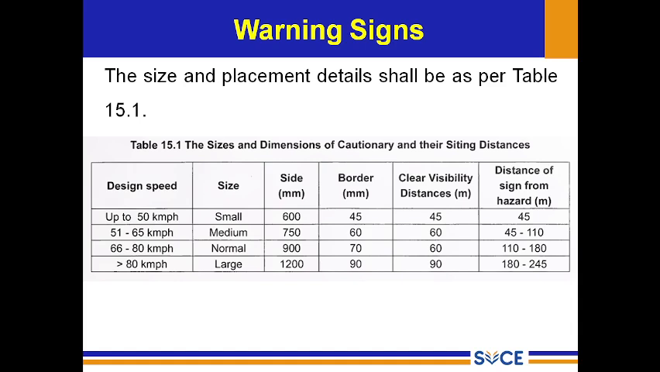Right, and the distance of the signboard from the hazard, how much? The same 45 meter. If you keep that, that is enough. So likewise for each speed range, they specified the size, the side border thickness, and clear visibility distance, everything they have mentioned.